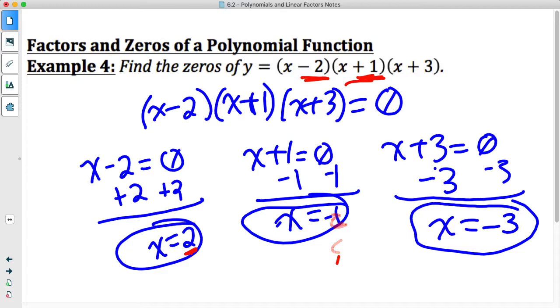Let me get rid of that so you can actually see what I'm doing here. That produced a 0 at negative 1. This was a plus 3 that produced a 0 at negative 3. Because in the last problem, we're going to work backwards from this, and we're going to try and write a function going from the zeros to standard form.